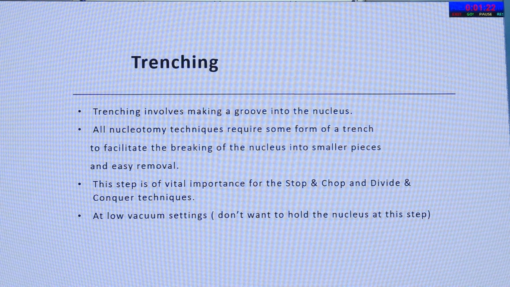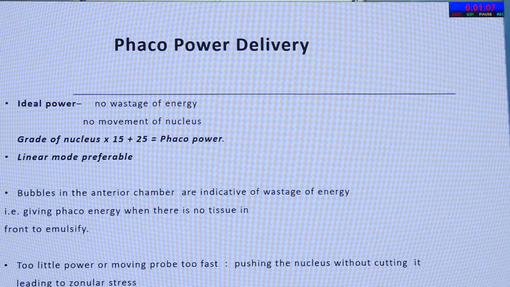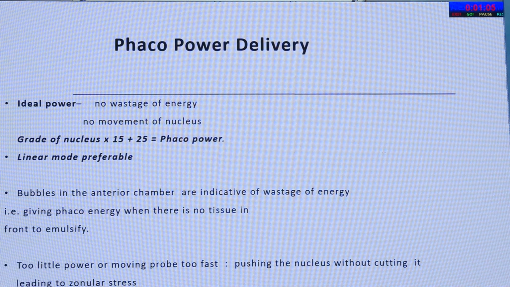Now, trenching is the most important step. It involves making a groove in the nucleus. This step is vital for stop and chop and divide and conquer techniques, and this should be performed under low vacuum settings because here we do not want to hold the nucleus. Now, how will we select the power in such cases? It should be an ideal power where there is no wastage of energy and no movement of the nucleus. So a rough estimate is grade of the nucleus into 15 plus 25, which is what you can set for trenching. And linear mode is preferable when you are trenching.